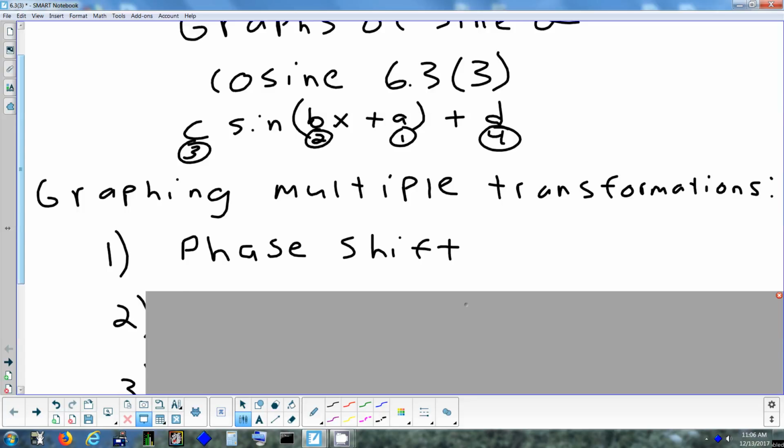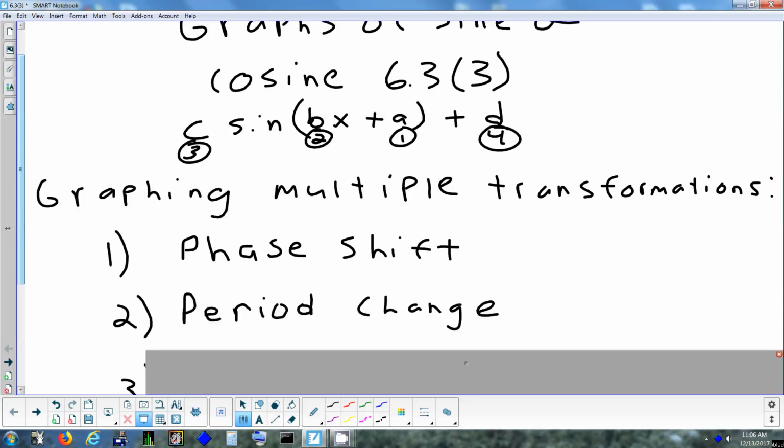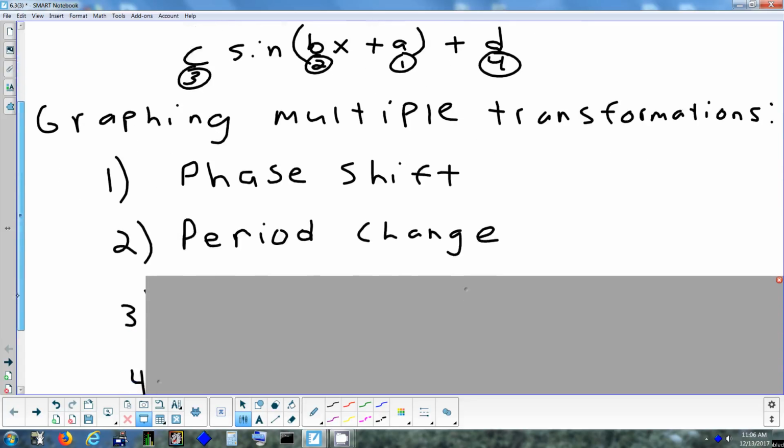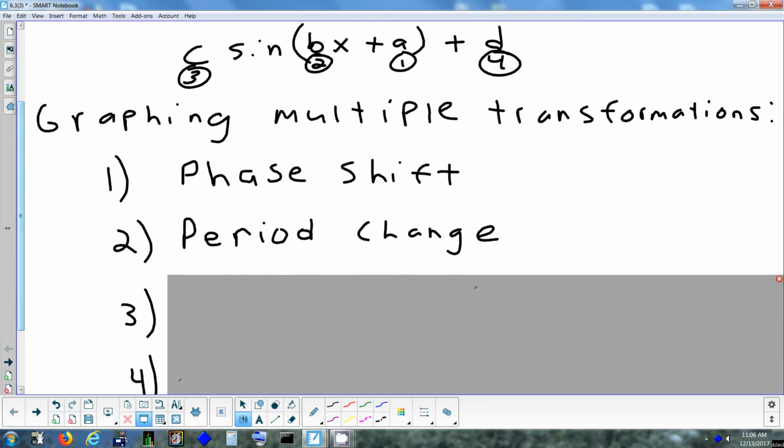What's your period change? You multiply by a number in front of x. Phase shift and period change both affect which axis? The x-axis. Okay, so those are all your x-axis transformations. Always do the x-axis first, and in that order. How about 3? What kind of transformation is that one?